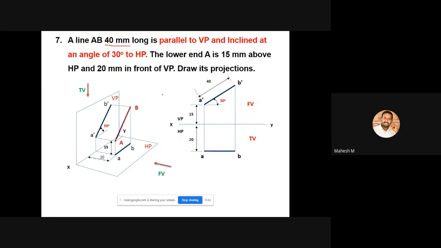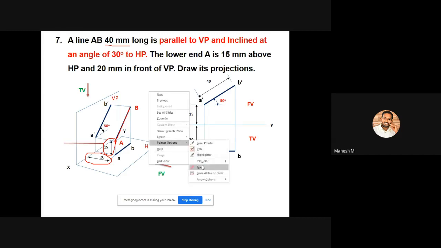Okay, and the lower end A is 15 mm above HP and 20 mm in front of VP. This is our condition. So the lower end A is 15 mm above the HP. So you have to pick the point A that should be 15 mm above the HP. Okay, next, the same point should be 20 mm in front of VP. So you have to pick the point that should have a 20 mm distance from the vertical plane. Okay, so this will be our first point.